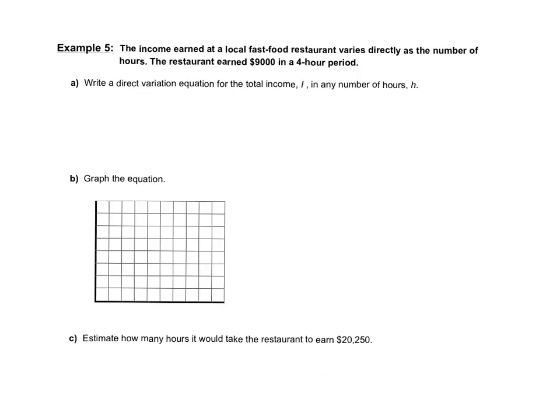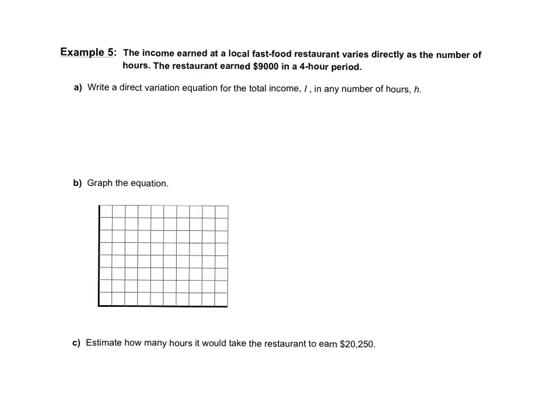The income earned at a local fast food restaurant varies directly as the number of hours. The restaurant earned $9,000 in a 4-hour period. Okay, we need to remember that time is x, and so our total earned would be our y. So I'm going to write a y equals kx equation. I need to figure out what k is. So I'm going to plug in 9,000 equals k times 4. Divide both sides by 4.